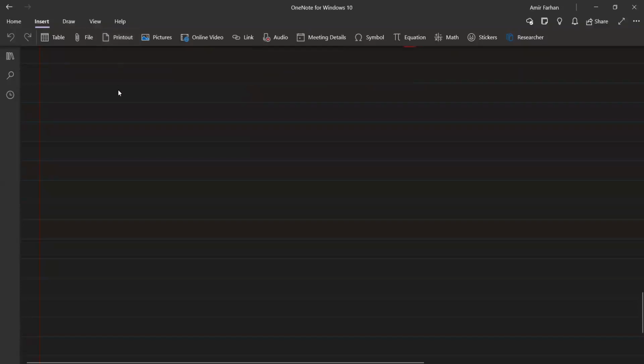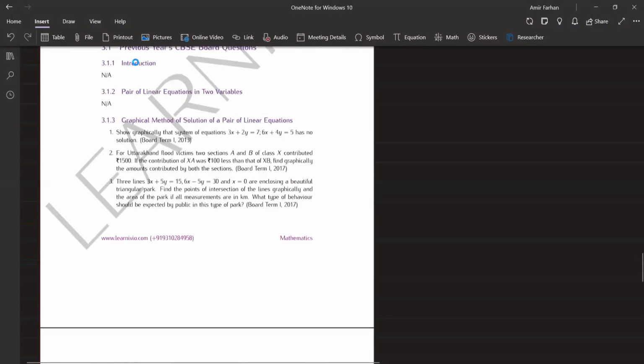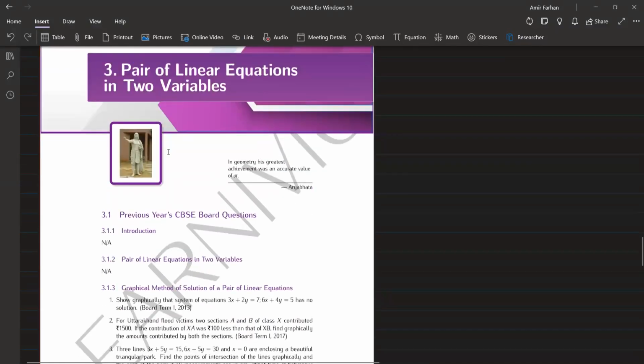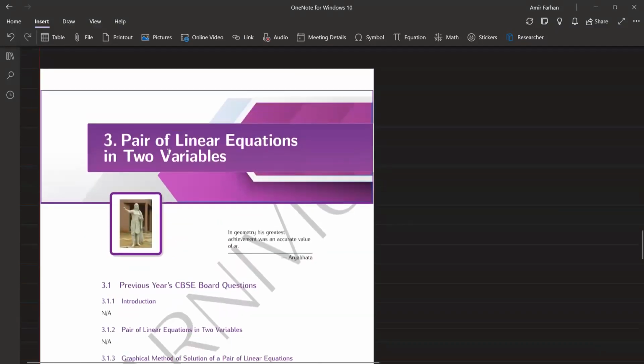Are you done with the graphical solution question which we have done in the previous class? Any doubt in those questions? No, sir. Okay. So everyone, download the PDF of pair of linear equations, graphical solution, from the app.